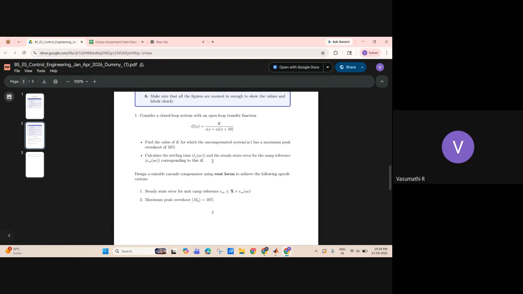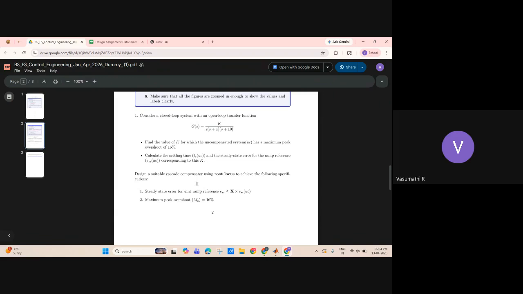Then calculate the settling time and the steady state error for that K value you found. That can be done either by hand, using the formula 4 by zeta omega n, or otherwise you can use MATLAB also. We are recommending you to use MATLAB. Find how to get the settling time, overshoot, and steady state error for any problem in MATLAB. There are plenty of materials available. You can check websites and use that.